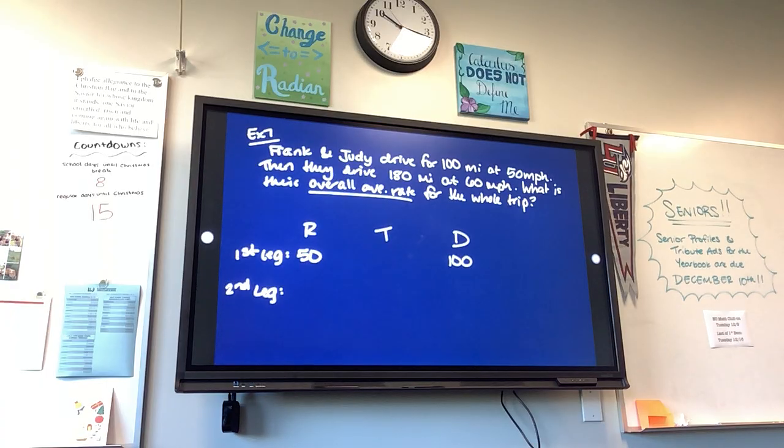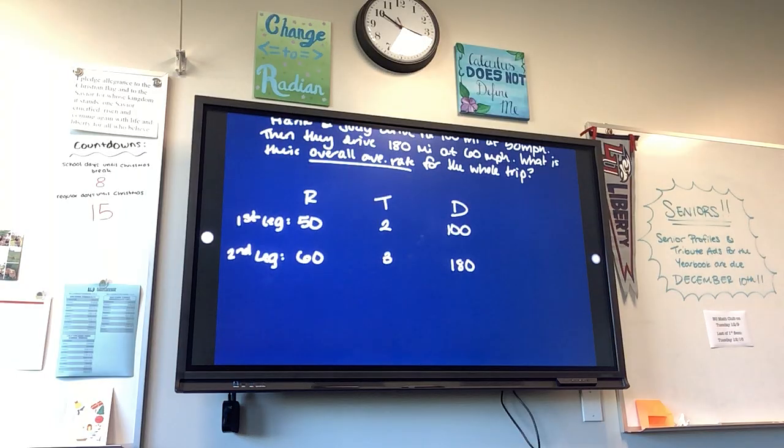2 hours. How do we get that time of 2? It's 50 times 2 is 100, or 100 divided by 50. Right. So we're filling in the 2. So apparently they did that for 2 hours. Okay, moving on. Then they drove 180 miles. What is that? A distance. At 60 miles per hour. What is that? A rate. Stop. 3. They did that for 3 hours.